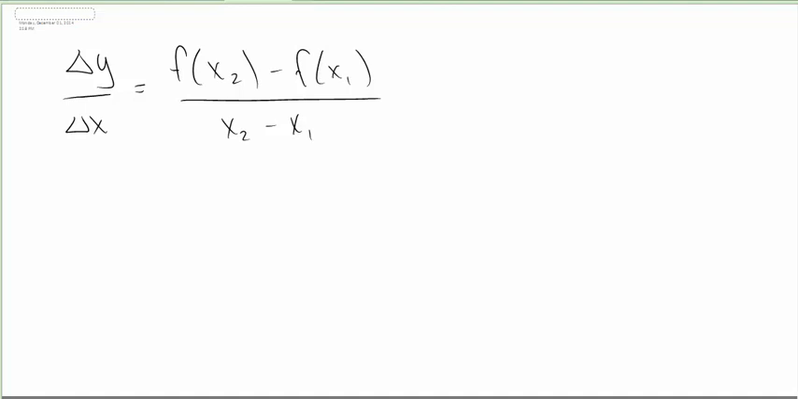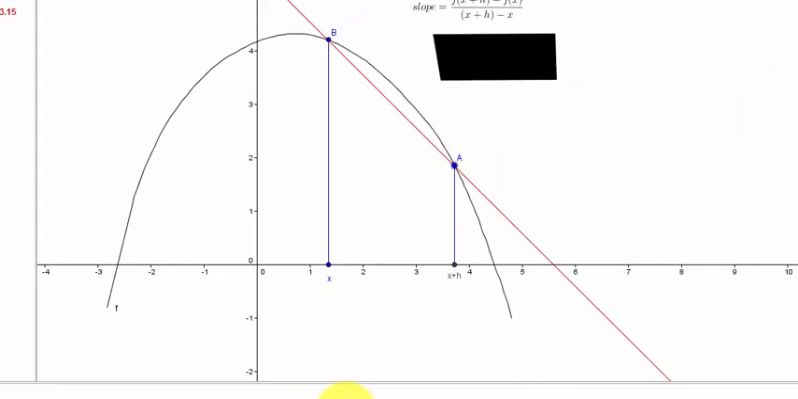And we know that a rate of change is slope. Change of y over change of x. And the way we find slope is we take y2 minus y1, or in function notation, it would be f of x2 minus f of x1, and divide by the change in the x's, x2 minus x1. Let's look at a visual representation of this here.